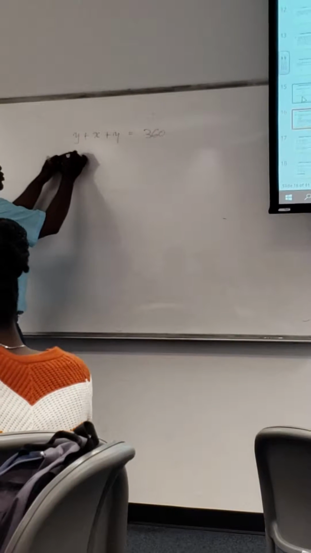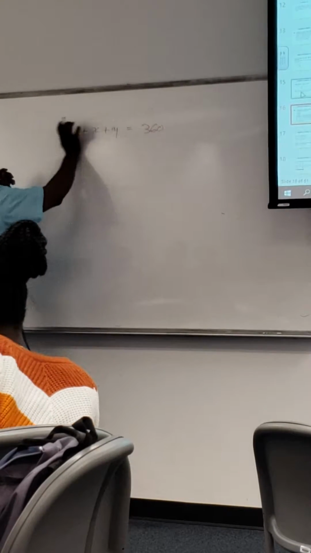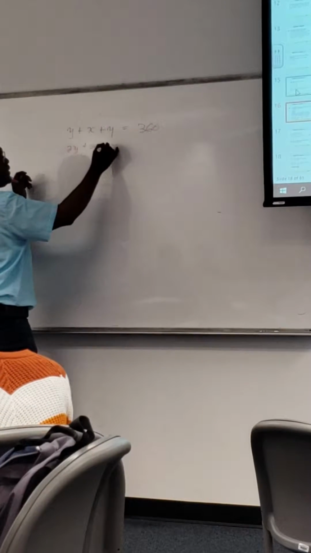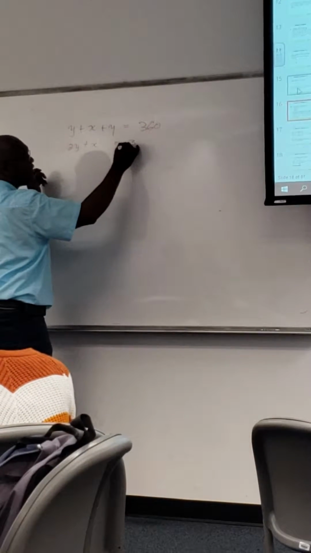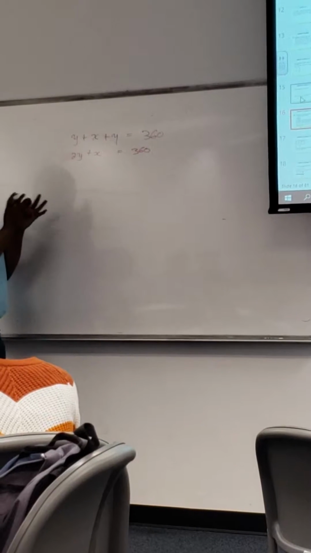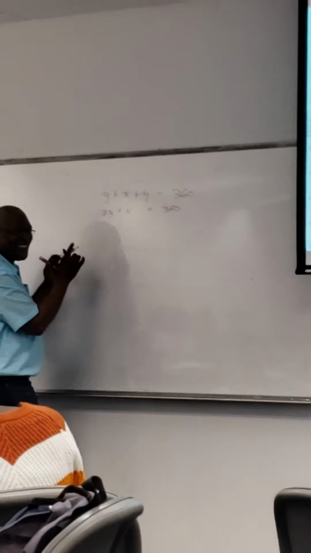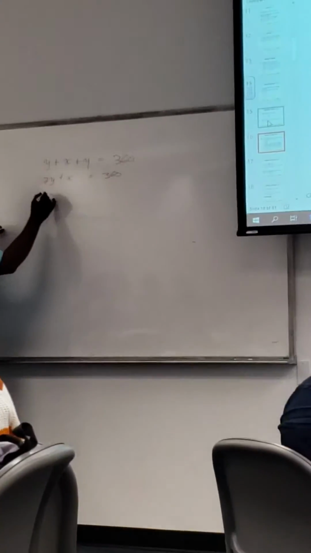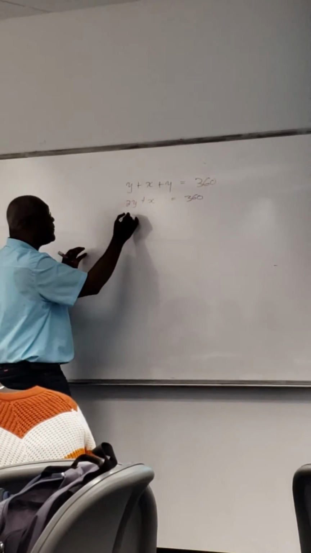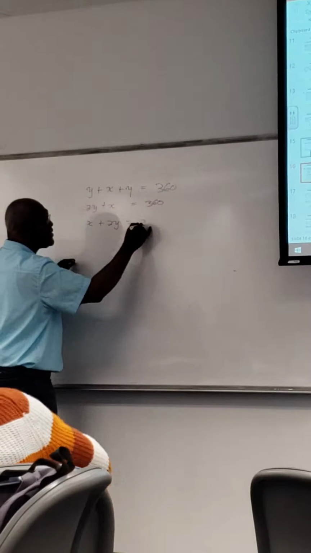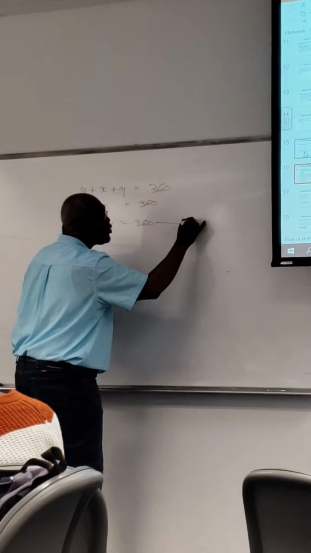We need to bring this down, simplify this. So it's 2y plus x is equal to 360. And we now want to put it in standard form. So I'm going to put x plus 2y equal 360. So that's one of the equations we're looking for.